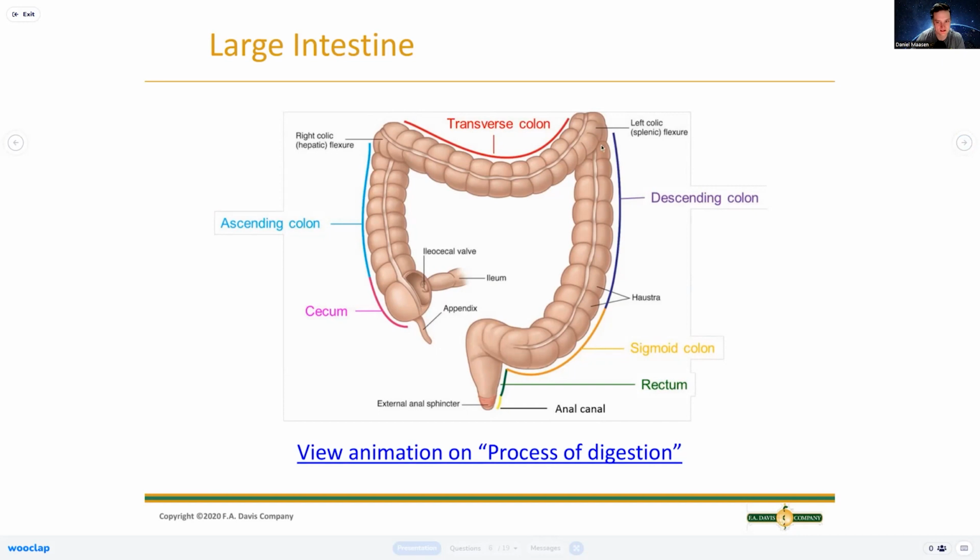It does another bend, comes down the descending, so down for descending, colon, hits the sigmoid. I always think of sigmoid because it's kind of like an S shape. It's not necessarily, but kind of an S shape for sigmoid colon. And then we have our rectum and then our anal cavity or anal canal. Okay, so we go ileum for small intestine. We hit the cecum where the appendix is. We're now in large intestine. Ascending, transverse colon, descending, sigmoid, the S, rectum, and then anal.